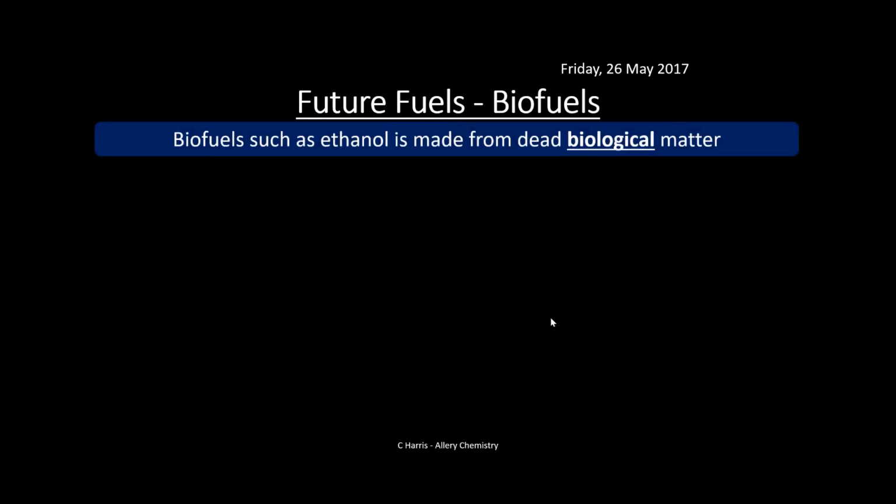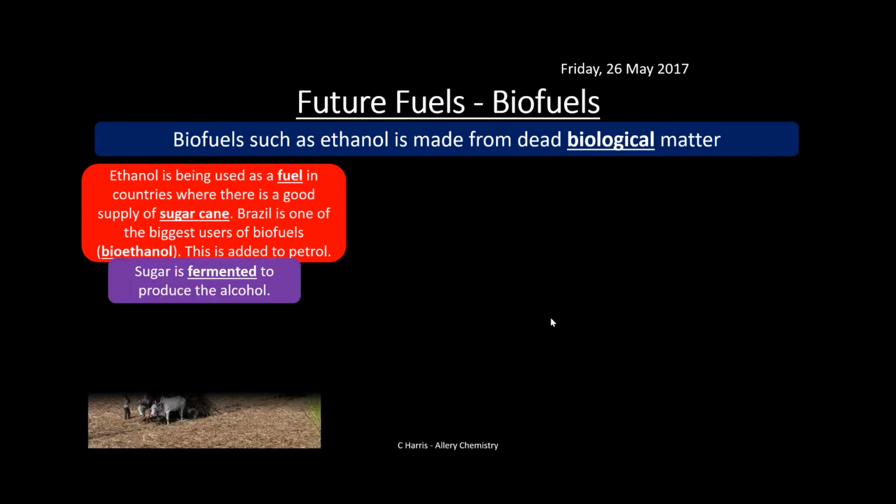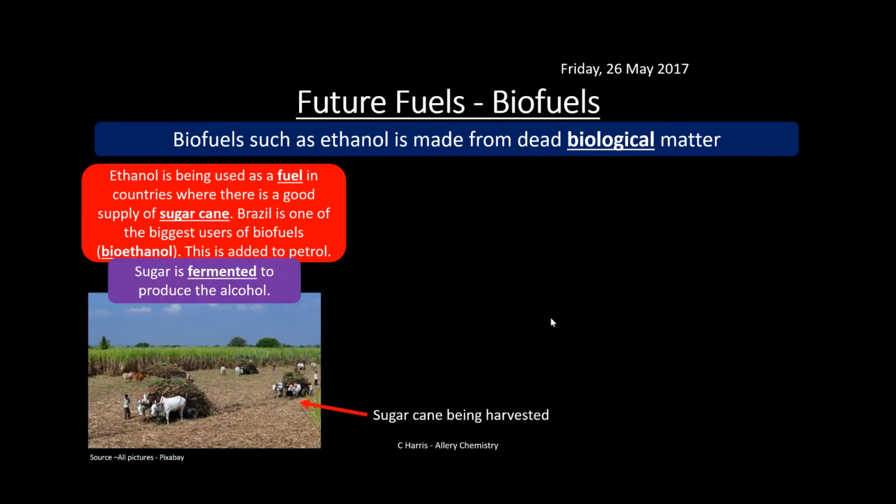Okay, so future fuels, biofuels. So biofuels such as ethanol is made from biological matter that's died. Ethanol has been used as a fuel in countries where we've got a good supply of sugarcane. So Brazil is one of them in particular where it's nice and warm. You can grow this sugarcane quite well. One of the bigger uses of biofuels, in this case, bioethanol in particular, is that it is mixed with the petrol. Sugar is fermented. And we produce this alcohol here, so it's harvested. Obviously, this is just a picture showing sugarcane being harvested.